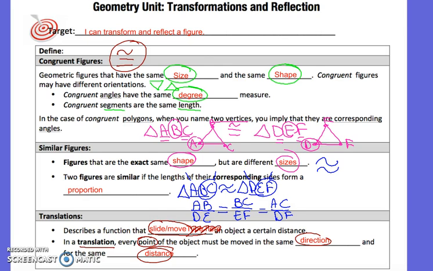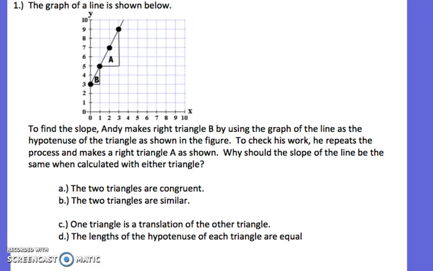So let's take a look at question number 1. It says the graph of a line is shown below, right here. To find the slope, Andy makes a right triangle B by using the graph of the line as the hypotenuse of his triangle shown. To check his work, he repeats this process and makes right triangle A. Why should the slope of the line be the same when calculated with either triangle?